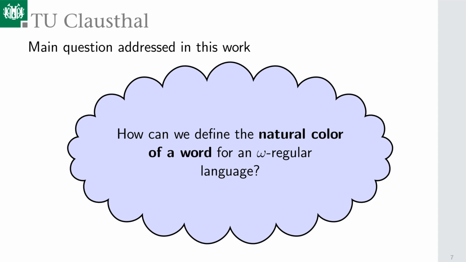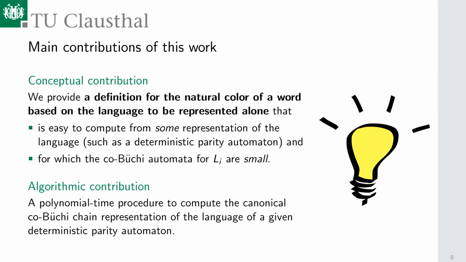And its answer gives rise to a canonical representation of an omega regular language in the form of a chain of co-Büchi automata. And this definition of the natural color of a word is exactly what we provide in this work. It is based on the language to be represented alone, and the color of a word does not depend on how such a language is represented. While our definition is not the only one conceivable, it has a couple of properties that one would like to have for such a definition.